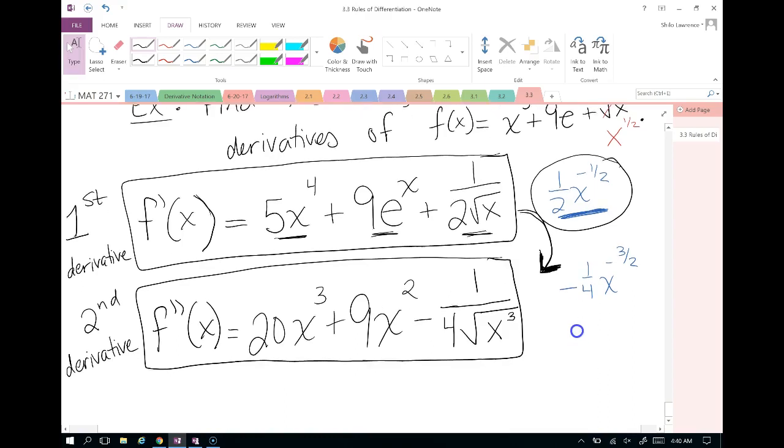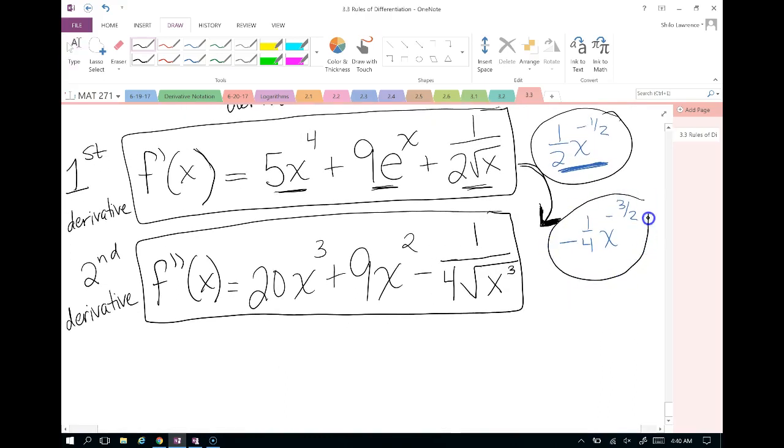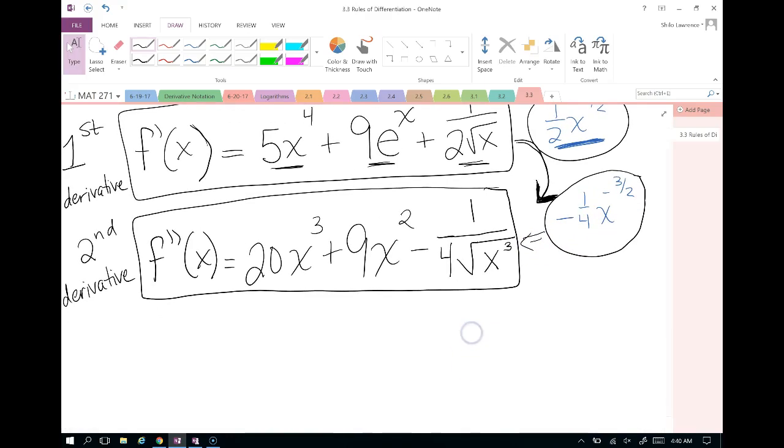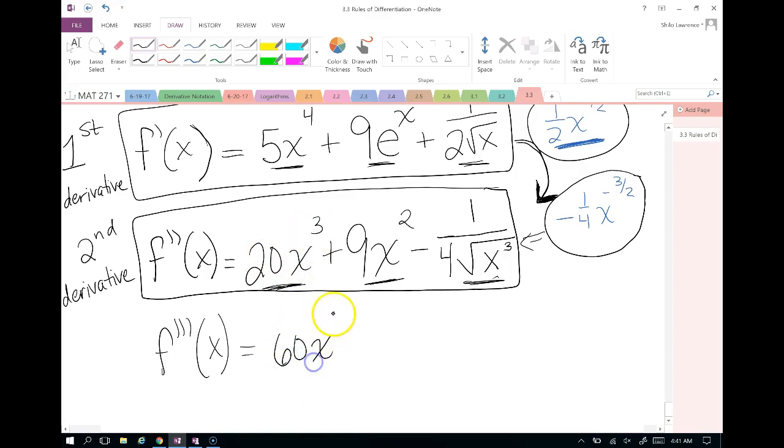And we're going to do it one more time. And again, I kept the unsimplified form of that guy here because we need it to be written as x to a power to do our derivative rules. So f triple prime, that's going to be our third derivative. All we do is apply our derivative rules again to our 3 pieces. The derivative for 20x cubed is going to be 60x squared. The 3 comes down to multiply by the 20. New power is 1 smaller.